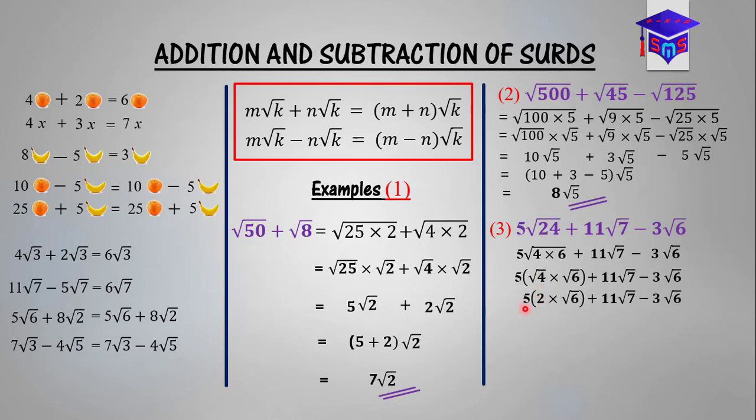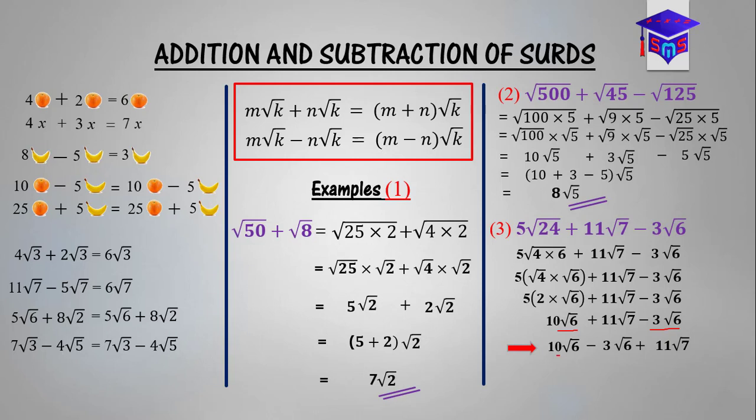Then the 2 will multiply the 5, of course. So you have 5 times 2 root 6. So 5 times 2 will give us what? 10. So you have 10 root 6, and you bring the other terms. Now you see that we have 10 root 6 plus 11 root 7 minus 3 root 6. These two are like sets. You see that? Good. So we can rearrange this to have 10 root 6 minus 3 root 6 plus 11 root 7.